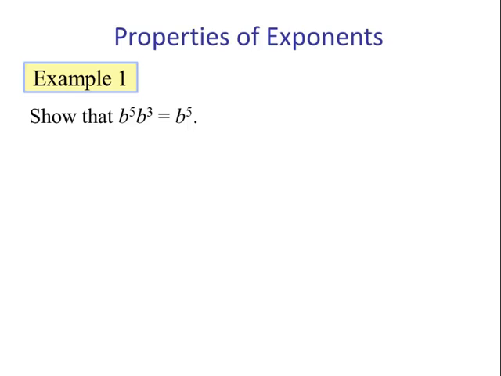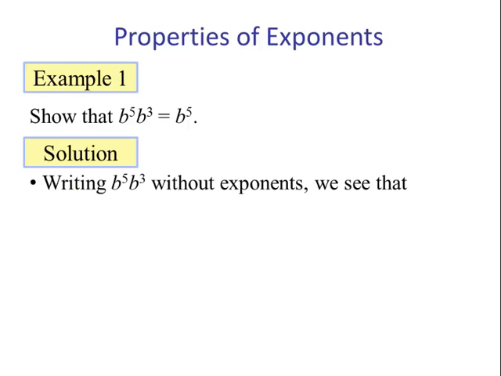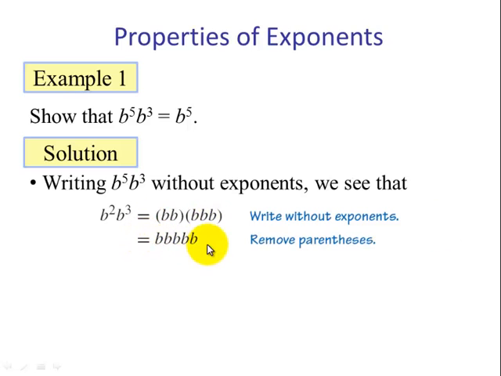Example 1. Show that b to the 2nd power times b to the 3rd power equals b to the 5th power. Solution: we first will write without exponents. So this will be b times b times b cubed. Now we add up the exponents. All these will be a 1. So this becomes b to the 5th.